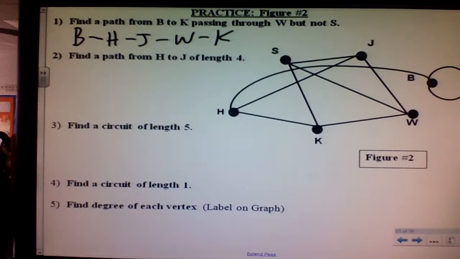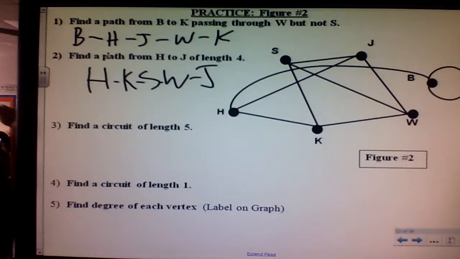With it being a circuit, if you start at B, you have to finish at B. There we go. Okay, I see, good. Some of you may have started this at a different spot. That's okay. Most of them were the same. You could have started at S and went to W, went to J. I'm sorry, never mind. I'm thinking circuit, not the path. My bad. There was another one though, wasn't there?